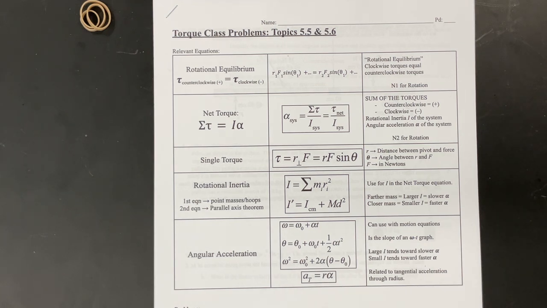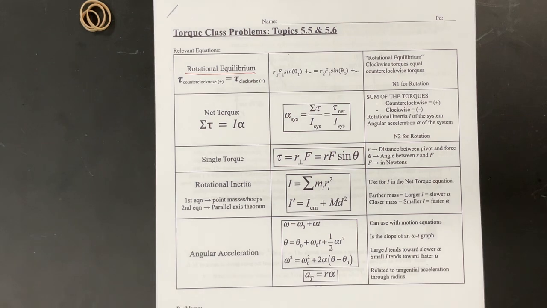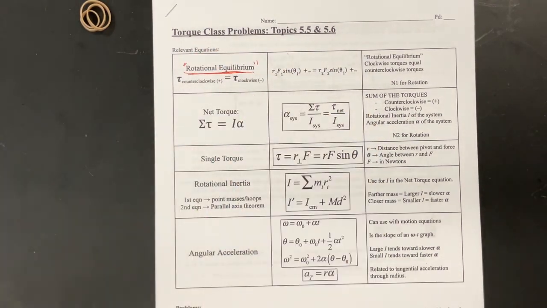So, rotational equilibrium. This is Newton's first law, but for rotation. If something is not rotating, that means that the torques are balanced, which is what you looked at in the torque puzzle. But it's critical for you to just know this vocab term, rotational equilibrium. They use that phrase a lot.